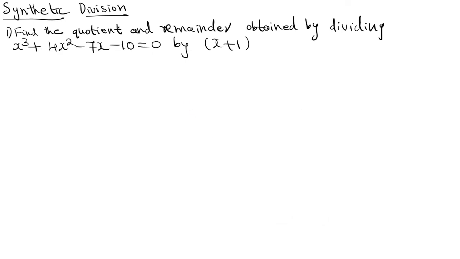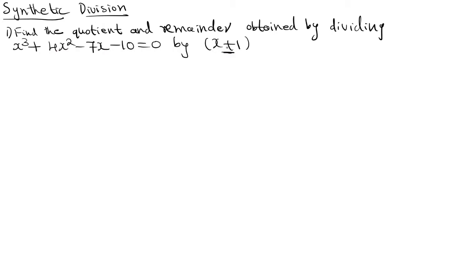Next, how to find roots of the cubic equations? One method is synthetic division. Okay, I will explain that by taking this example. See, find the quotient and remainder obtained by dividing x cube plus 4x square minus 7x minus 10 equal to 0 by x plus 1. You can divide it directly, but you need to solve this cubic equation by the synthetic method.